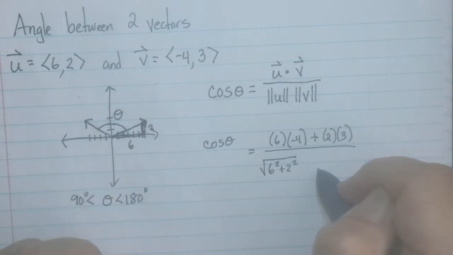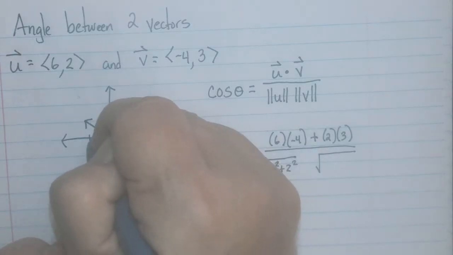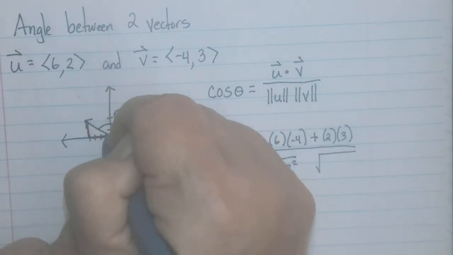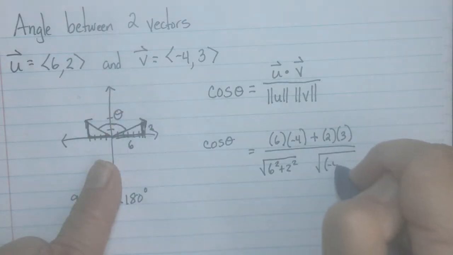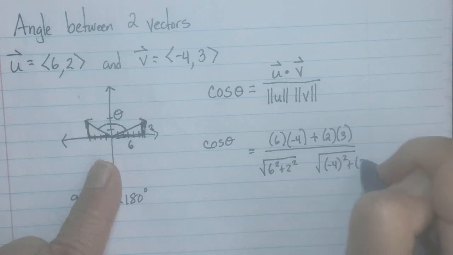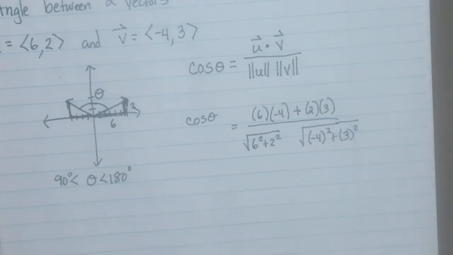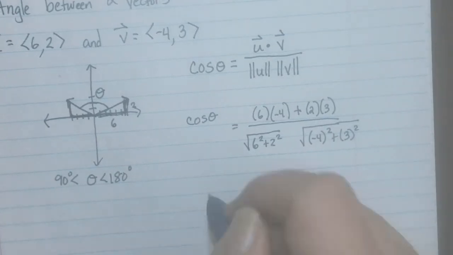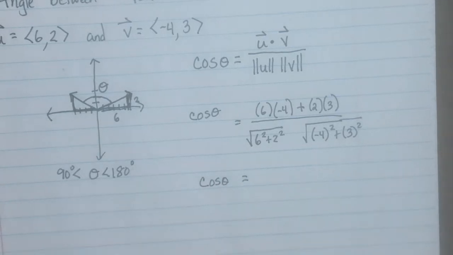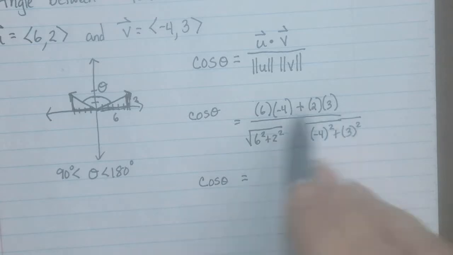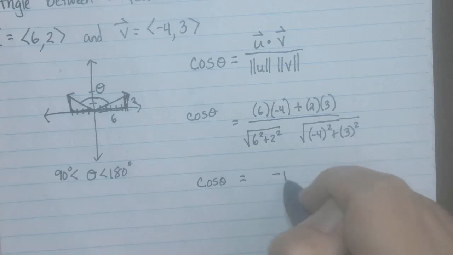And then I'm going to multiply that by the magnitude of vector v. Again, vector v is the hypotenuse of a right triangle. And so that's negative 4 squared plus 3 squared. So I'm going to bring down cosine theta. Alright, we multiply this, put it all in your calculator, whichever you like. We're going to come out to negative 18.